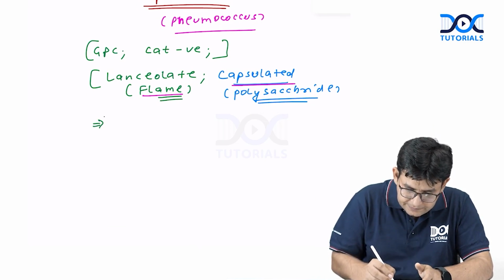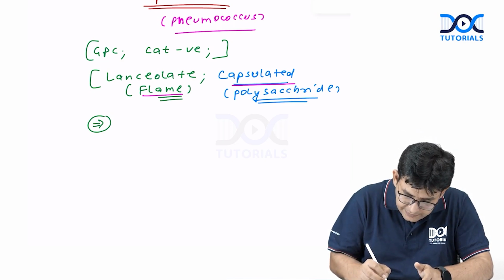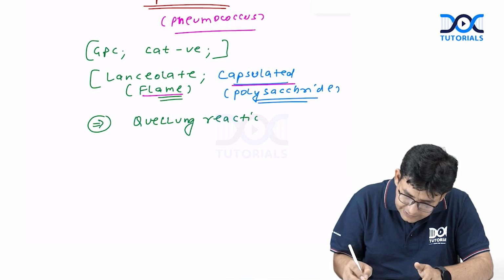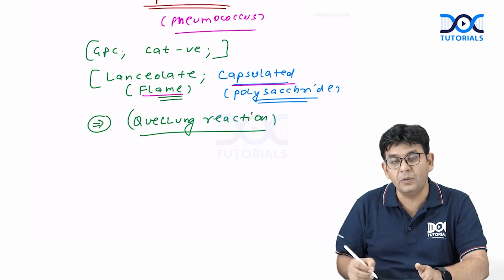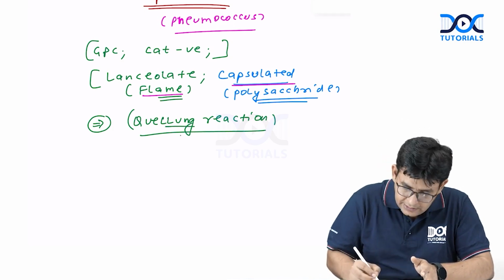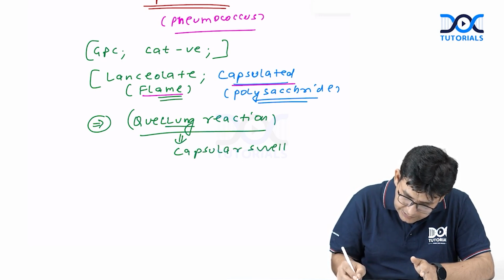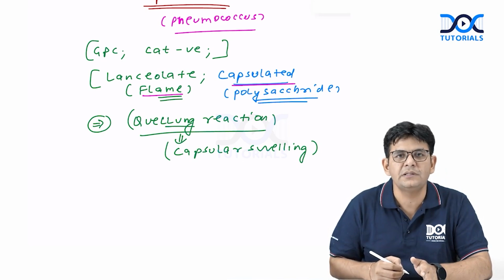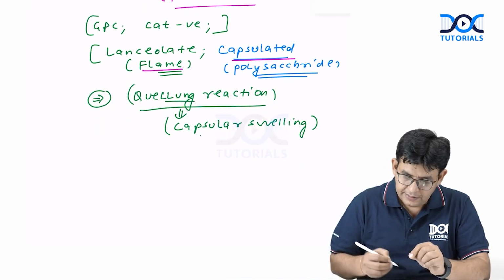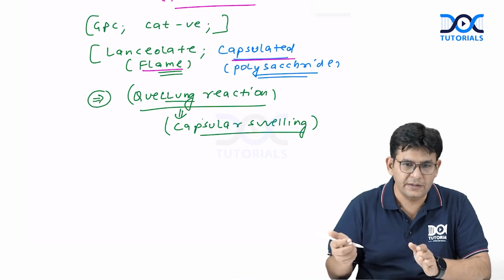Important to know here is that this particular capsule is demonstrated by a reaction termed as Quellung reaction. And if you have seen the starting video of mine, I have told regarding the Quellung reaction. Lung means pneumo. It is seen in Pneumococcus. And basically what it is, guys, it is the capsular swelling. It's a serological reaction between capsular antigen and antibody, which leads to breakage of the polysaccharide bonds, and thereby what happens? Capsular swelling.